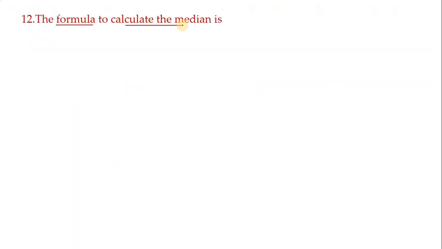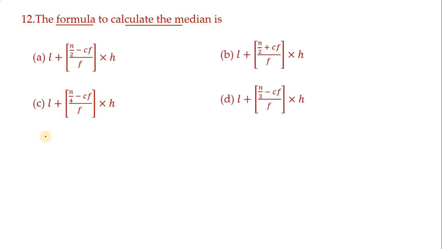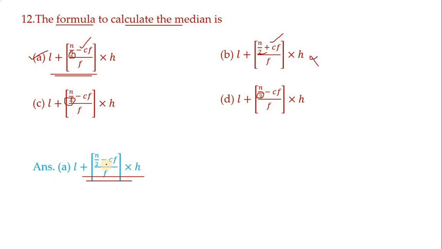The formula to calculate the median is. This is also a direct question, children. You want to select the suitable median-finding formula. Option A itself is the correct answer: L plus (N by 2 minus CF) by F into H. See here, we will get 2 and here minus is there. In option B, 2 is there, but plus is there, so it cannot be. Option C has 4, hence it cannot be. And option D has 3, hence this cannot be. So the correct option is A only: L plus (N by 2 minus CF) by F into H.